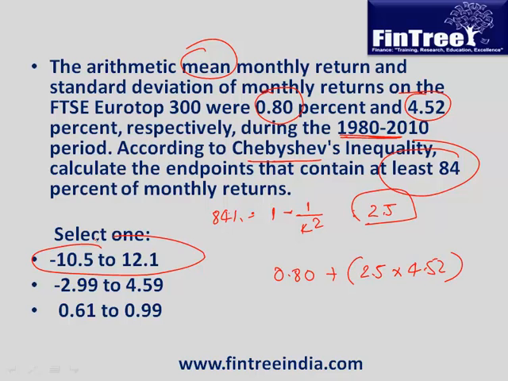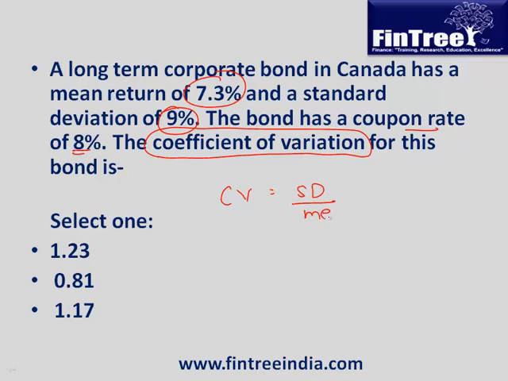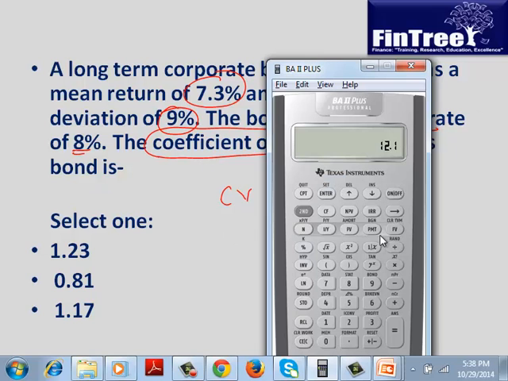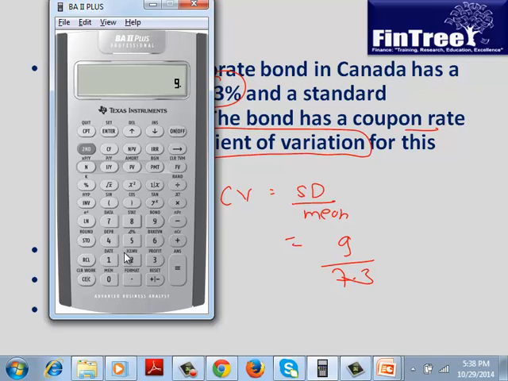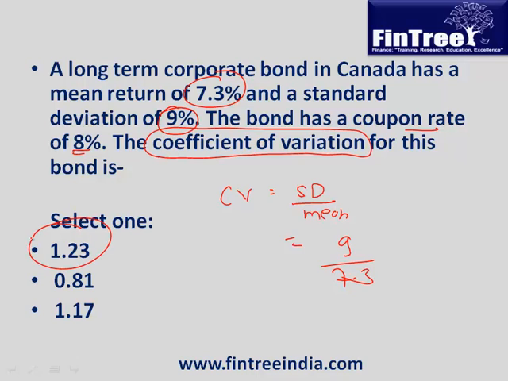Moving further. A long-term corporate bond in Canada has a mean return of 7.3, standard deviation of 9. It has a coupon rate of 8%. Calculate the coefficient of variation for this bond. Coefficient of variation is calculated as standard deviation divided by mean. Standard deviation in this case is 9, and the mean is given as 7.3. So 9 divided by 7.3, that would give us a value of 1.23.